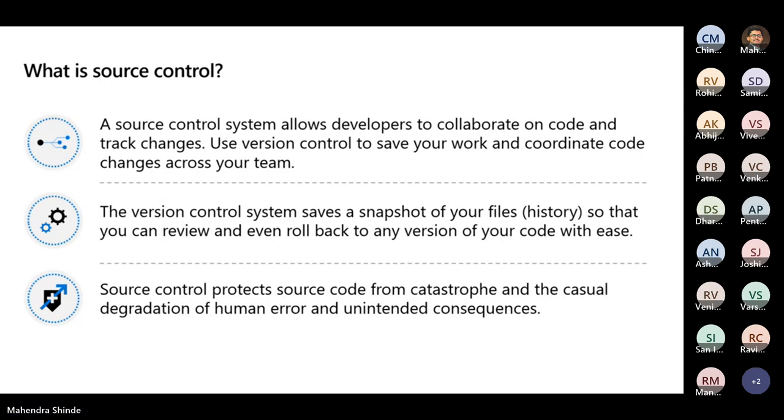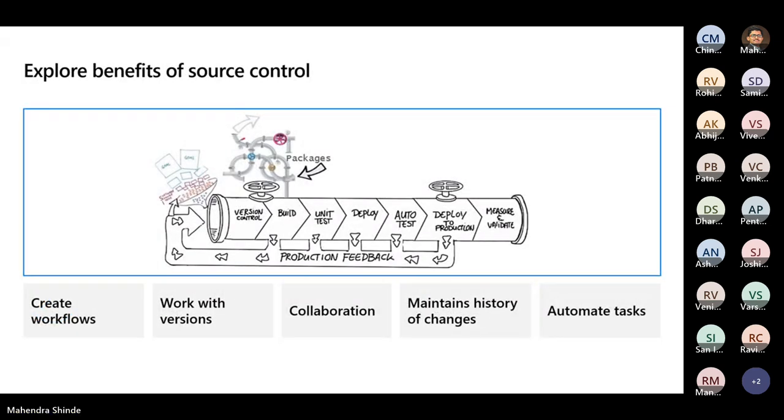Version control systems save the snapshot of your file so that you can review and, if required, roll back any version of your code with ease. So easily you should be able to revert back to the older version of the same code. They will also protect your code from catastrophe and casual degradation of human error. So you should have access to all that history, and you should be able to recover it in case of disaster. By the way, Git has one interesting concept.